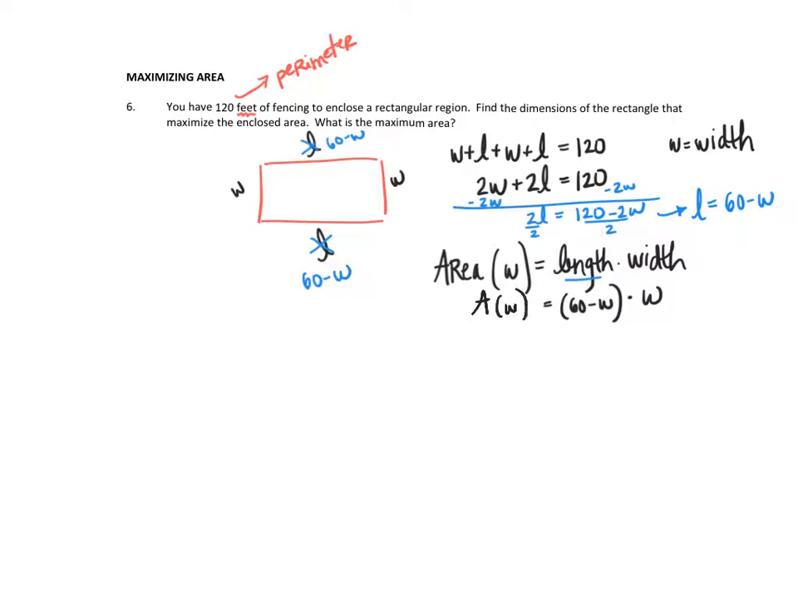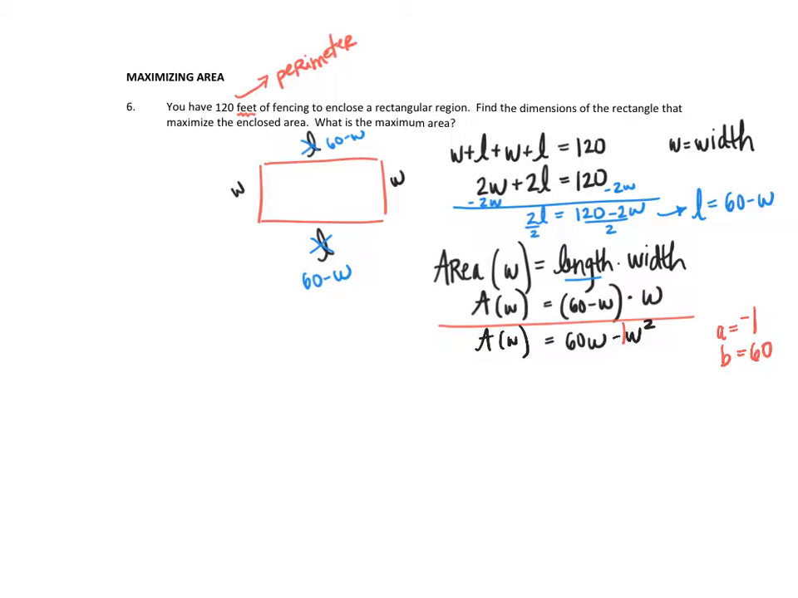So here's my function. I still need to find the maximum area. So I've written a function, which is great, but I need to figure out the maximum area. So if I'm going to do that, I'm going to look at standard form. So I'm going to go ahead and distribute that W. So I have 60W minus W squared. So this is now in standard form. I can determine what my A is. My A is the number and coefficient in front of that quadratic. So A is -1. And then my B is 60.